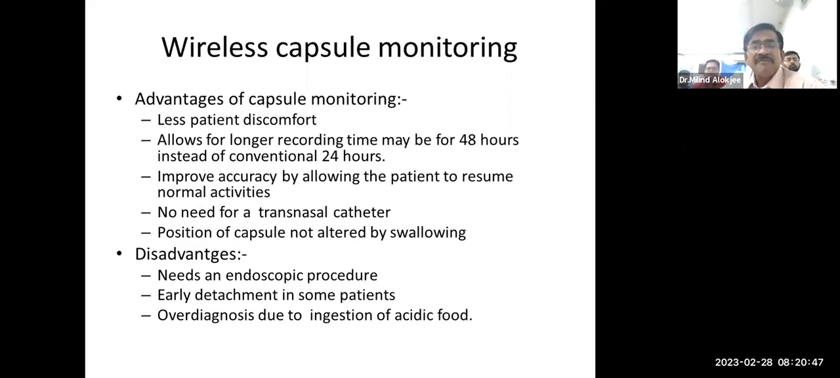So what are the advantages of wireless capsule monitoring? This gives the patient less discomfort, allows for recording time maybe beyond 24 hours, and improves accuracy by allowing the patient to resume normal activities. There is no need for a transnasal catheter, and the position of the capsule is not altered by swelling. Disadvantages: it needs an endoscopic procedure, there is early detachment in some patients, and this may sometimes lead to overdiagnosis due to ingestion of acidic food.